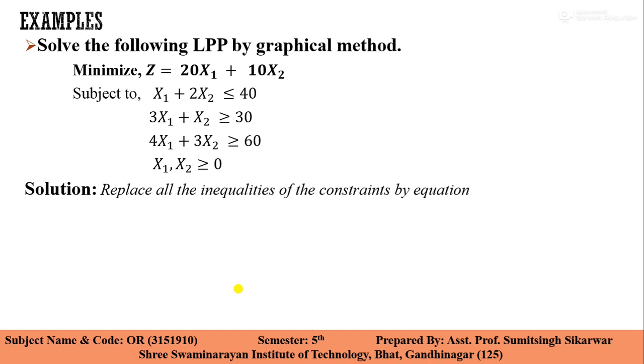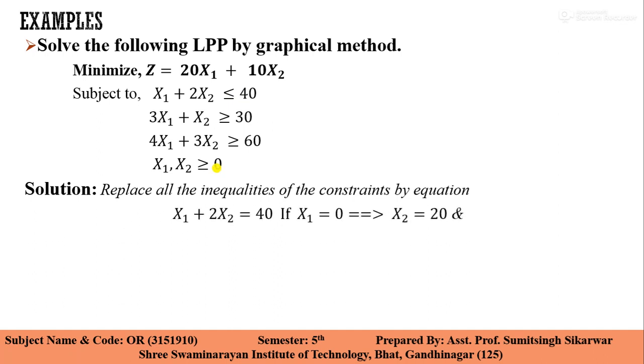In solving it, we must replace all the inequalities of the constraints by equations, or you can say equality equations. So as you can see in this video, x1 plus x2 is less than or equal to 40, so we'll make this x1 plus x2 equal to 40.